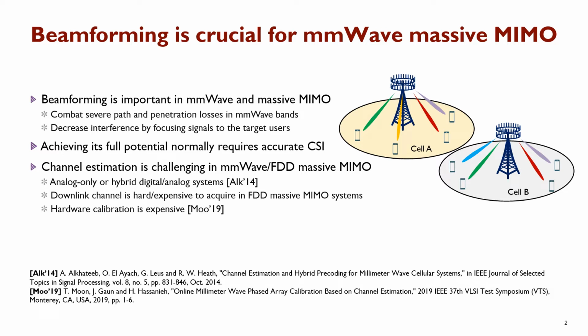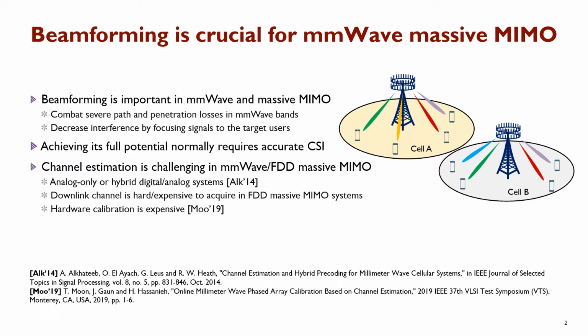Beamforming is a very important technology in enabling millimeter wave and massive MIMO communications. First, because of the severe path loss in high frequencies, adopting a large number of antennas at both transmitter and receiver, together with beamforming, is crucial in providing high receive power. Second, interferences like multi-user interference and intercell interference put a limit on the performance of massive MIMO systems. However, as shown in this figure, if we can perform beamforming accurately, it can significantly decrease the interferences by focusing signals to the target users without interfering with others.